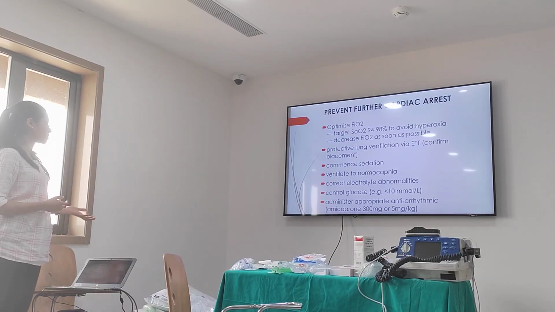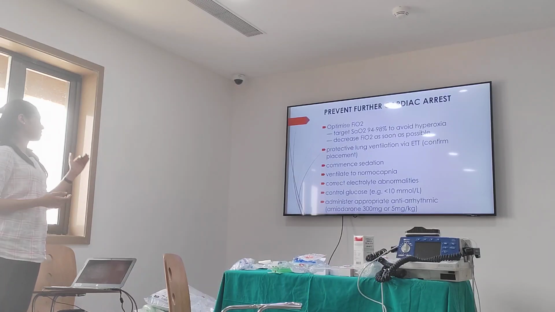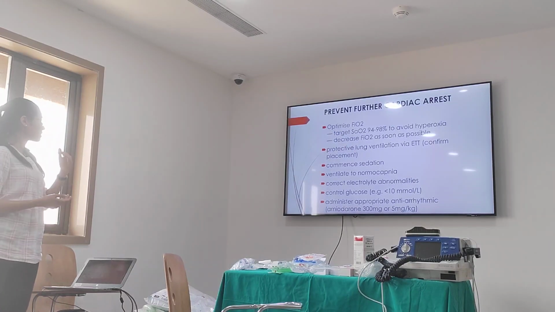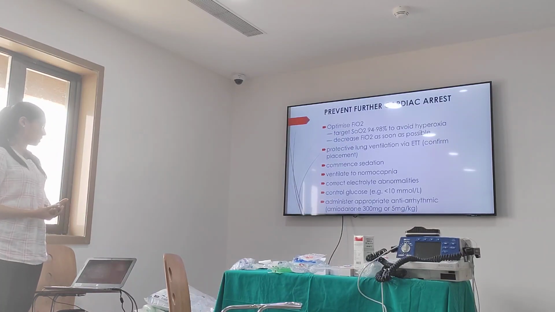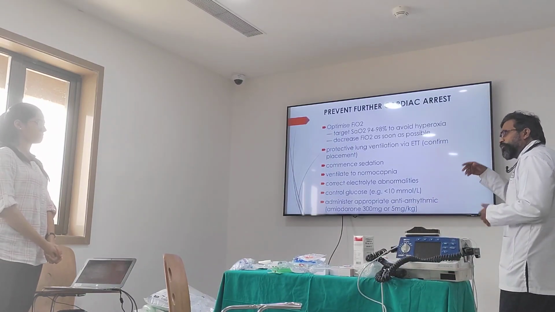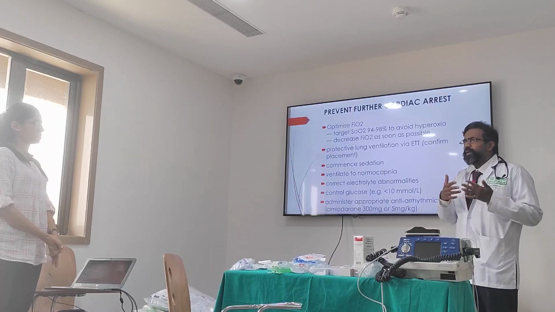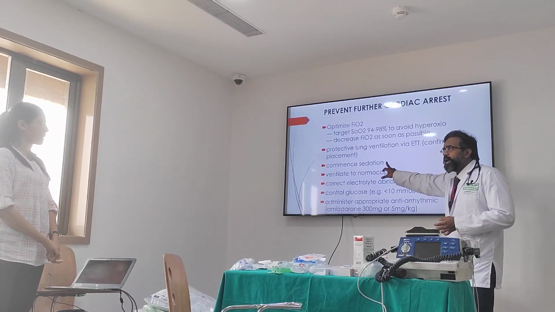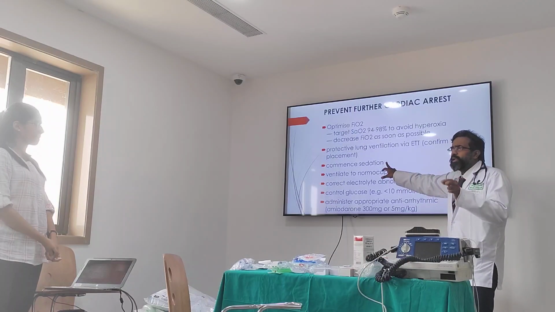We optimize the FiO2, like Sir has said, maintaining a target SpO2 of more than 93. Prevent hypoxemia, protective lung ventilation comes in here, and commence sedation. Say, for example, there is asynchronicity happening, the ventilator is not working well. What kind of sedation will I use here? I will use sedation that is quick in and quick out.